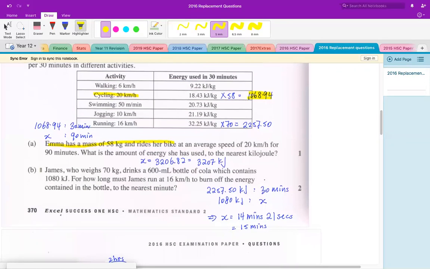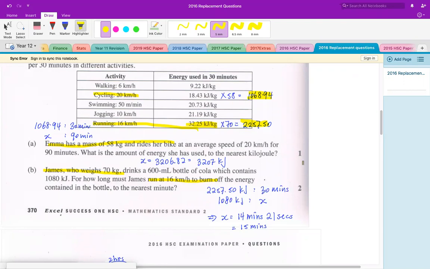Second one, James, 70 kilos. He drinks Coke and then he runs at 16 kilometers per hour to burn off energy. So James is using this one, which is why I times this unit energy expenditure by James's weight. And that's how much he actually burns every 30 minutes. So if he burns this much every 30 minutes, how much time does he need to spend to burn off this bottle of cola, right? So cross multiply again, and you will get 14 minutes, 21 seconds.